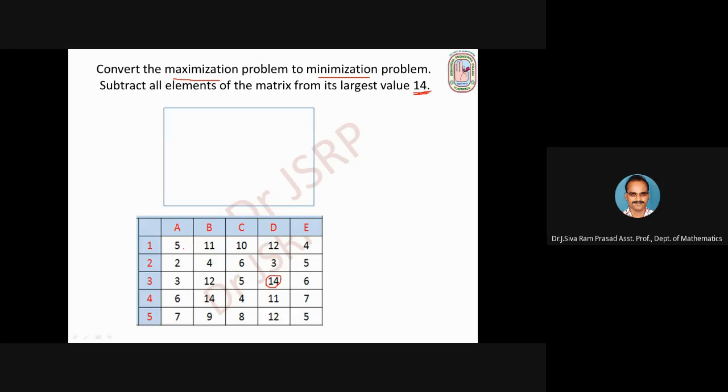Subtract 5 from 14. So 14 minus 5, 9. Next 14 minus 11, 3. 14 minus 10, 4. 14 minus 12, 2. 14 minus 4, 10. So like that, fill the other places. 14 minus 2, 12. 14 minus 4, 10. 14 minus 6, 8. 14 minus 3, 11. 14 minus 5, 9. 14 minus 3, 11.